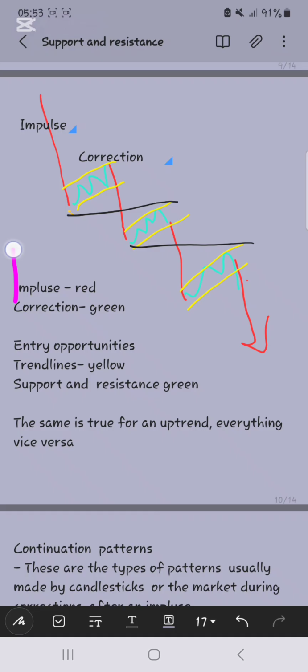So for your entry opportunities over there, that's when you're going to be using those trend lines in yellow, and support and resistance in green.